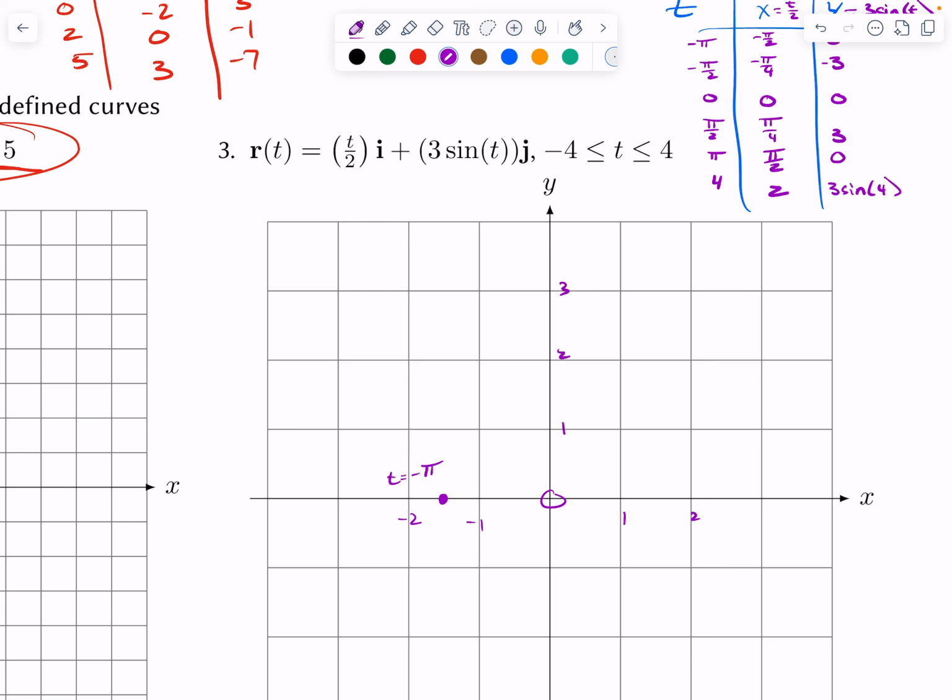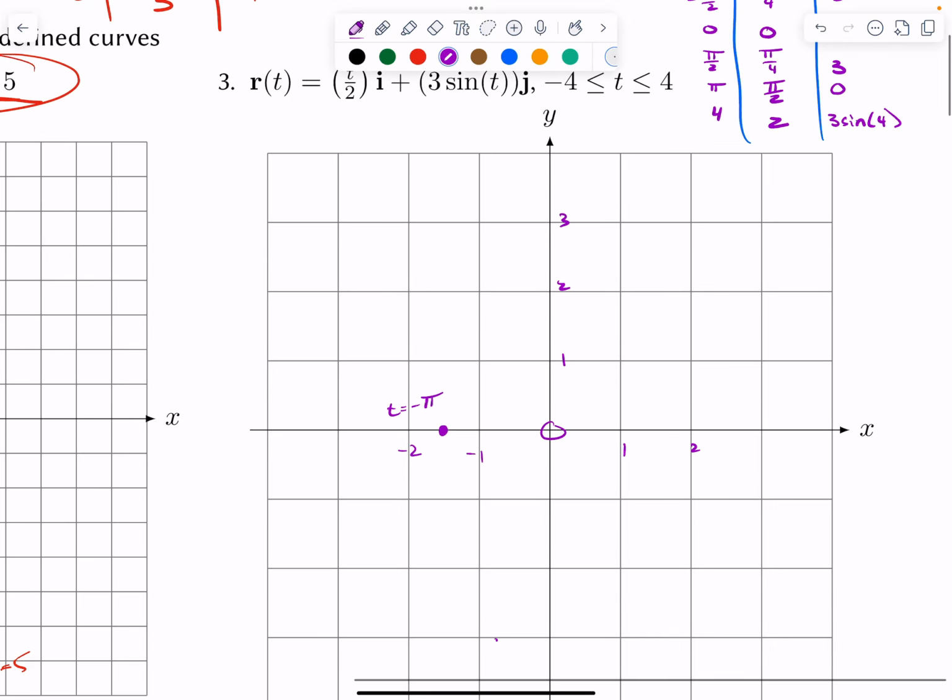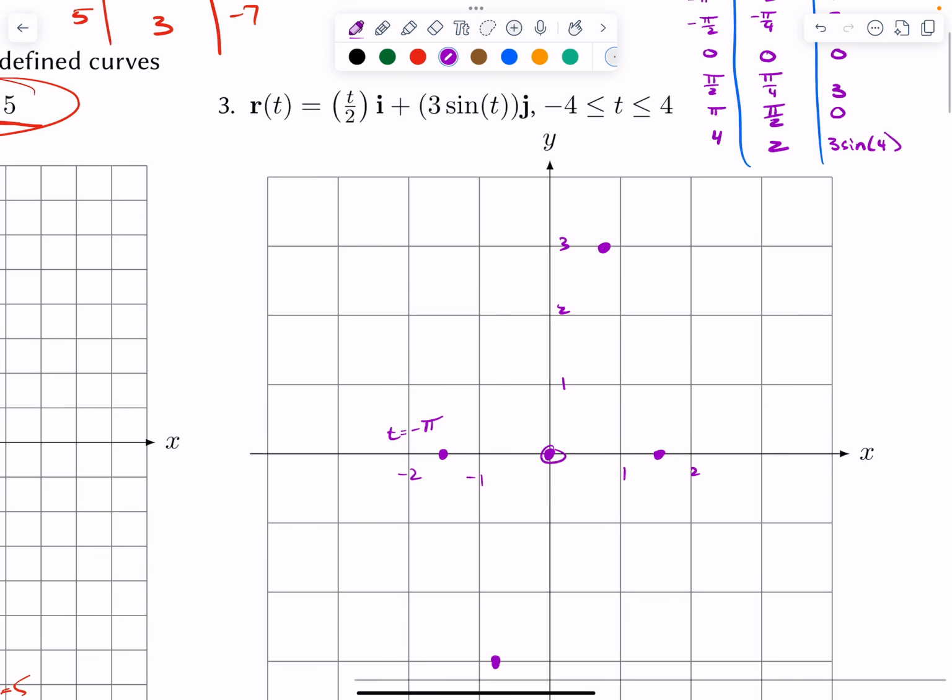Then the -pi over 4, this is when t equals -pi over 2. I have -pi over 4, which is like 7.7 something, and -3. So you're down here somewhere. Then we're at this point. Then we're up here somewhere. I'm kind of fudging it a little bit. And then I don't know exactly what the sine is. I'm just going to put this down here. We'll just stick a dot right there.